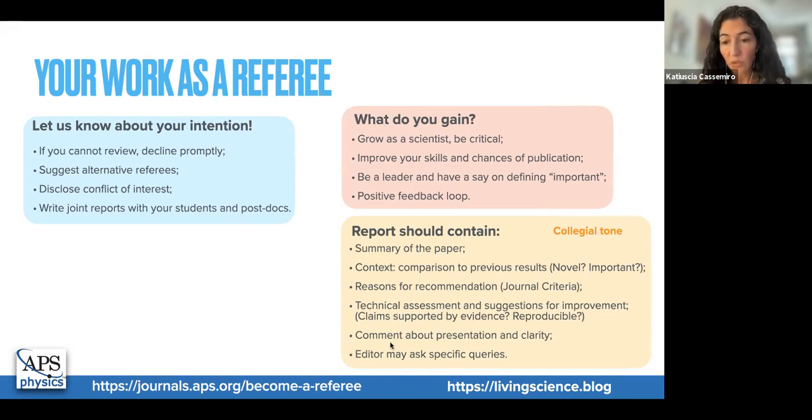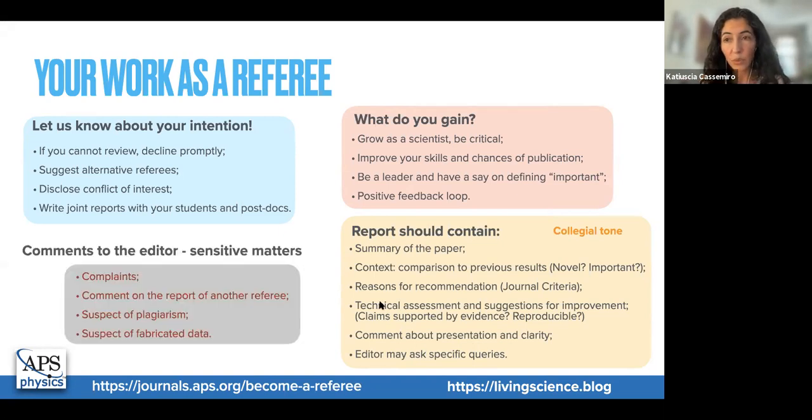We welcome comments on the presentation and clarity. And sometimes the editor may have specific queries that are going to be included in the referral, so pay attention to those as well and answer to the best that you can.